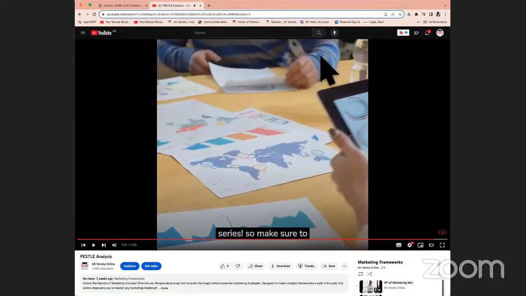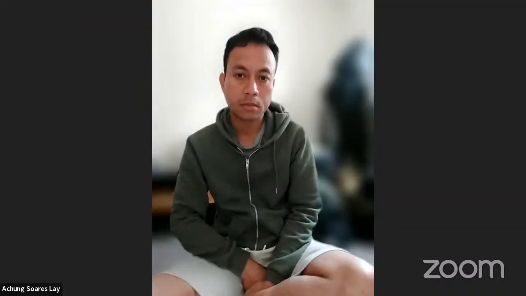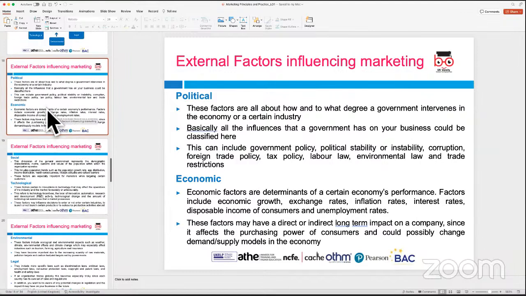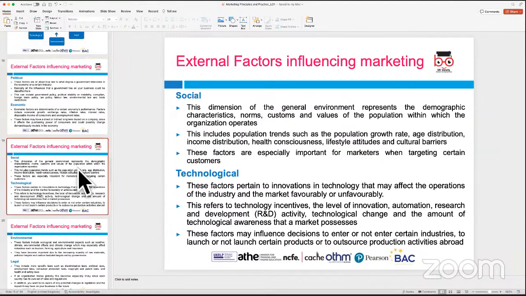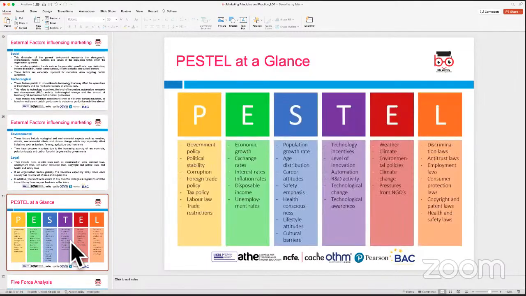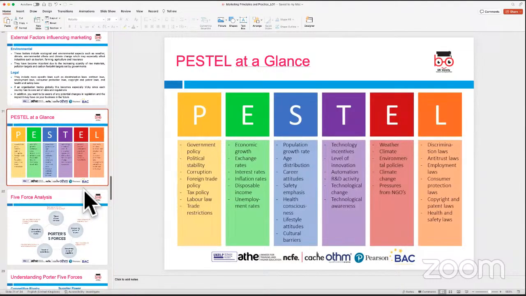So what I've done in this particular small framework that I've explained is I've also created a few slides that you can look at on the PowerPoint presentation, which talk about each of these in a bit more detail. So political factors, economic factors, social, technological, environmental, and legal. And this is one of the basic tools that we look at when we talk about studying what is called the external factors affecting the business.